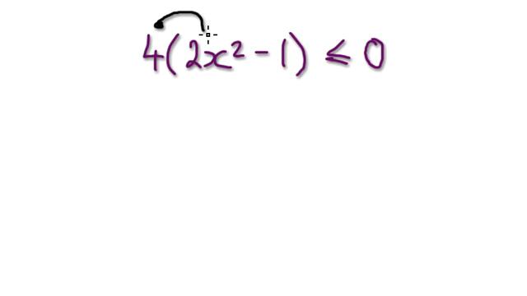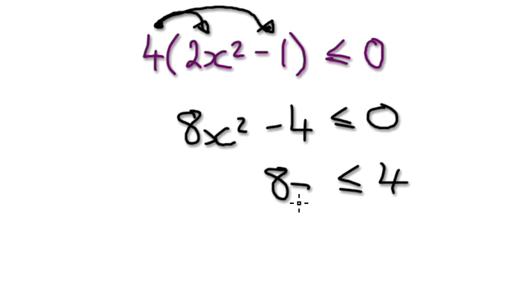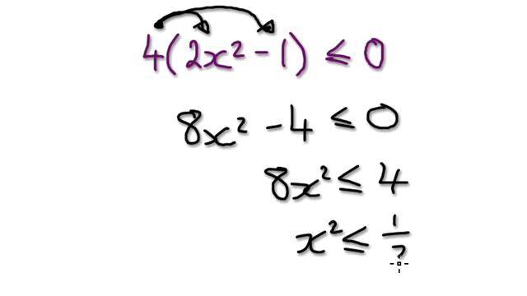Okay, so to do this, multiply this out. So this times this and this times this. So it will be 8x squared minus 4 less than or equal to 0. So now add 4 to both sides. So this will be 8x squared. And then divide both sides by 8. So this will be x squared, and then 4 over 8. That's the same as a half.